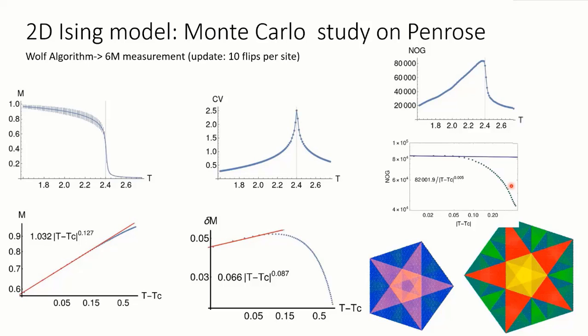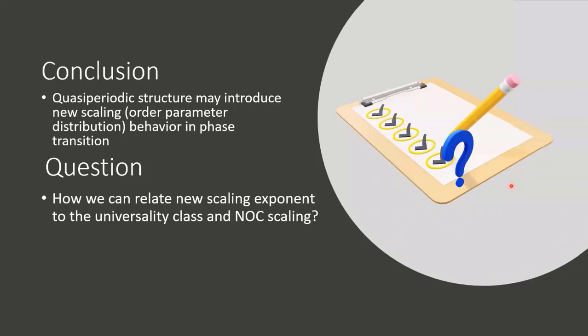So this is my conclusion. Quasicrystals may introduce new scaling behavior in phase transitions, but the relation between NOG and NOC is, I think, challenging. I want to look at the 3D Ising model to see if NOG and NOC are really related or not. So thank you for your consideration.